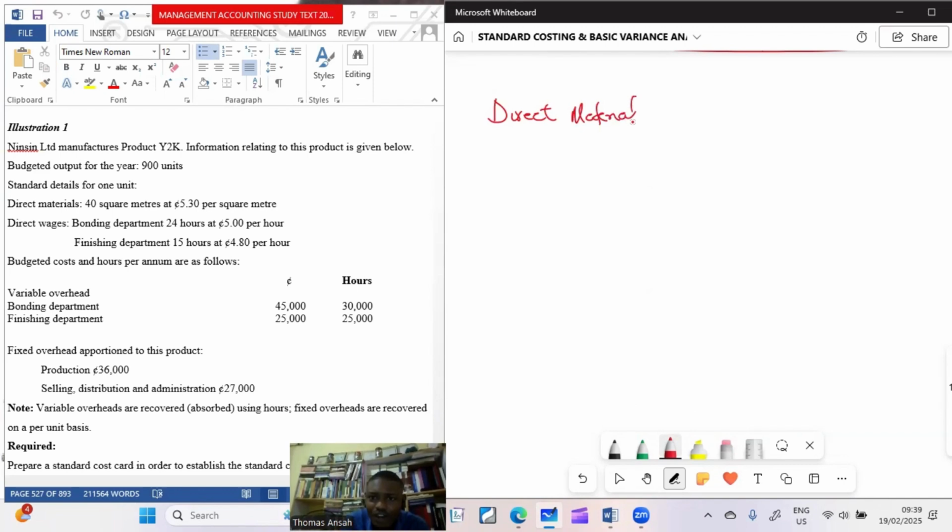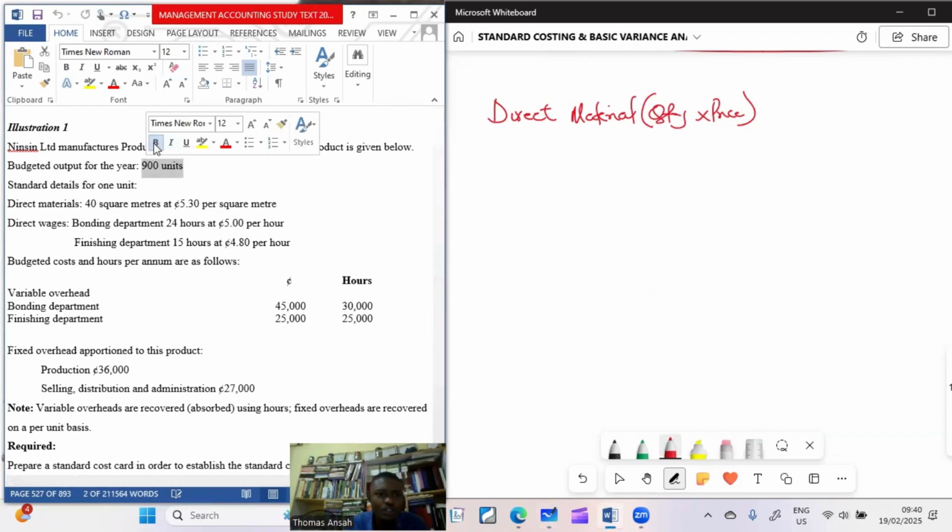And how do you get the direct material? You are multiplying the quantity, right? So here is quantity by what? The price. Good. You get your direct material. So how many quantities are we looking at here? You will see in this question, it is what? 900 units. And what is the price per unit?